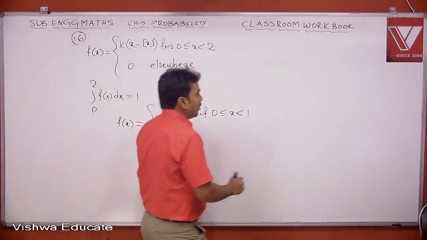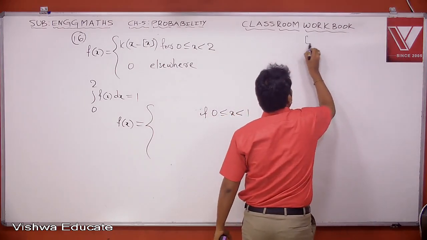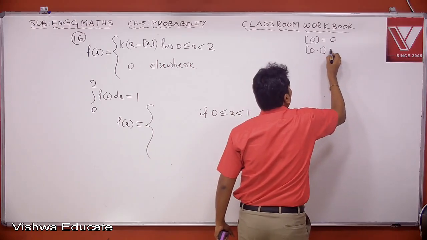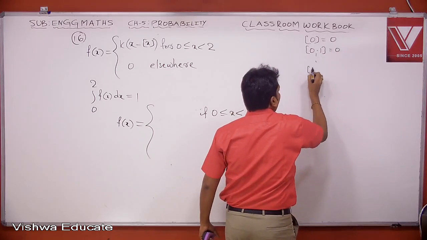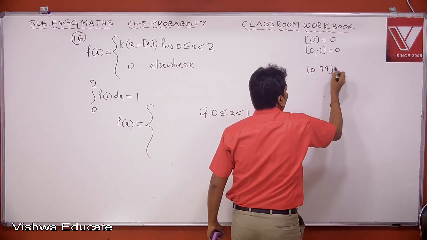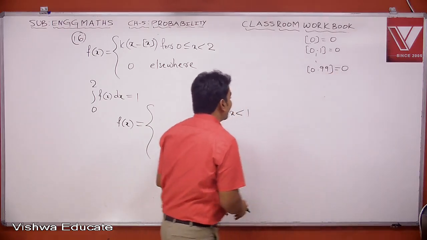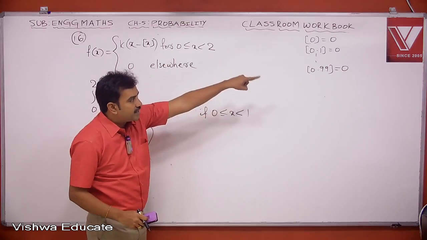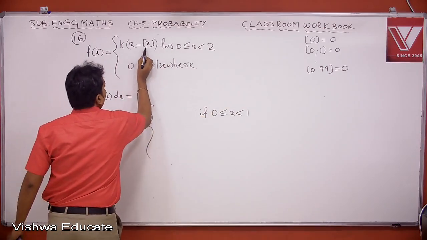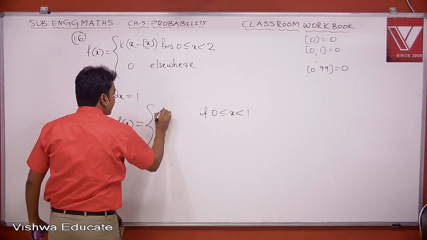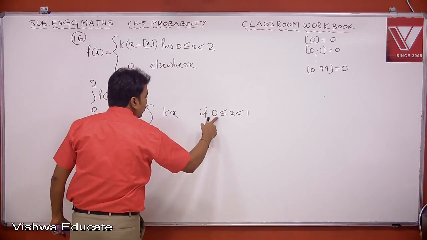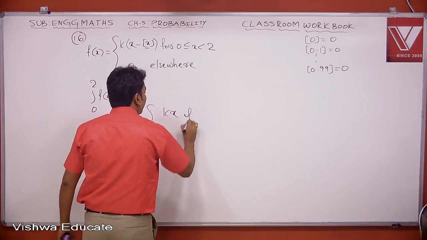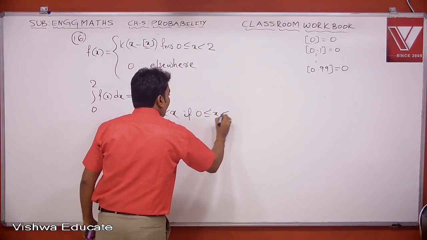See, very simple. What is the integral part of 0? This is 0. Integral part of 0.1, 0. Up to so on, you continue this up to the integral part of 0.99, this is 0 only. So therefore, when x lies from 0 to 1, but 1 is not included, its integral part is 0. So this will be 0. So therefore, f of x is k into x if 0 less than or equal to x less than 1.